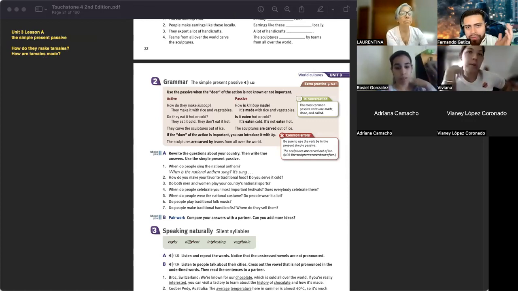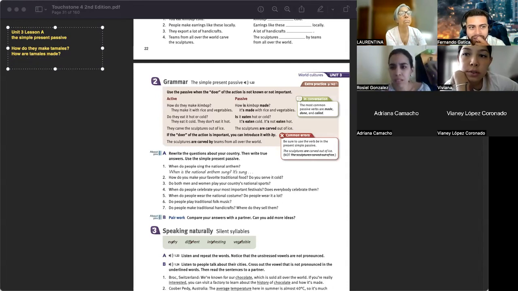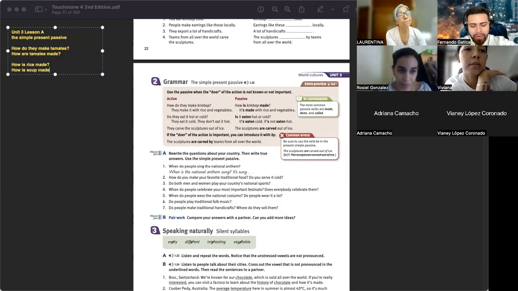Now, are, we use it when it's plural. What do we use when something is singular? Are is for plural, is for singular, right? So how do I say, ¿cómo se hace el arroz? How is rice made? Good. ¿Cómo se hace la sopa? How is soup made? Very good.